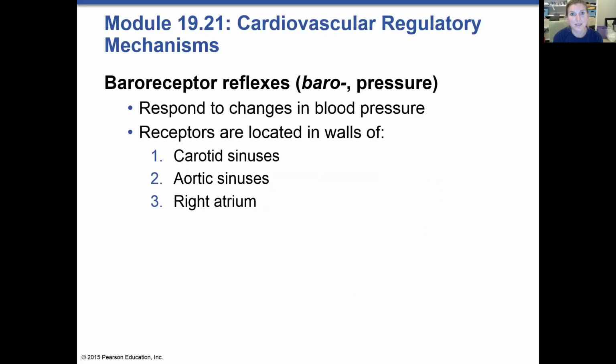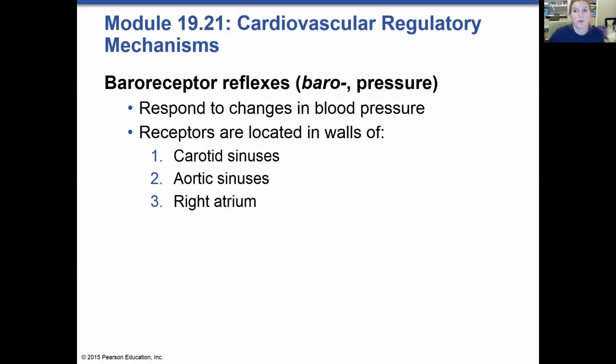Your brain senses these changes by using baroreceptors. Baroreceptors are, if you remember back from last semester, specialized receptors, they're mechanoreceptors. They respond to changes in blood pressure. They're located in the walls of the carotid sinuses in the neck, the carotid arteries, the aortic sinuses, which are right at the base of the aorta, right before the coronary arteries, and the right atrium.